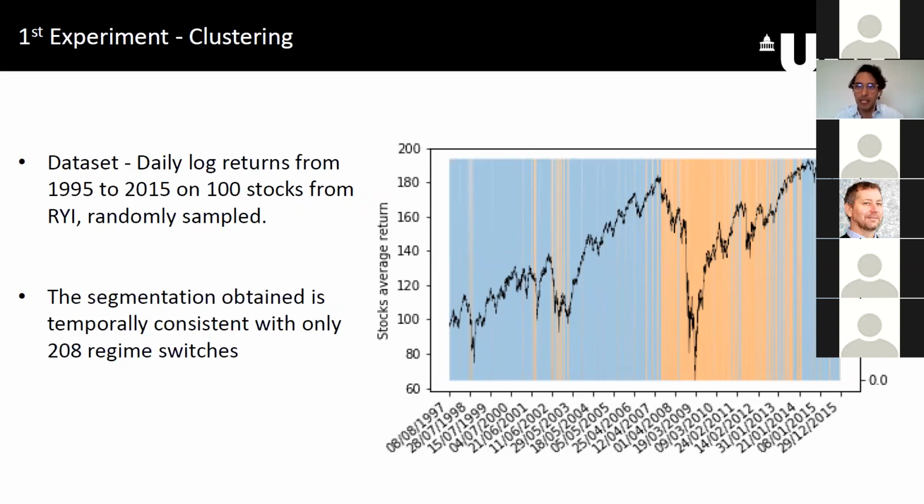Okay, this means that you don't have an algorithm that switches continuously on a daily basis, but it's pretty consistent. When it picks a regime, it sticks to it. Particularly, we found that the average length of the segment is 28 days. So on average, when the algorithm picks a cluster, it stays on it for 28 days.